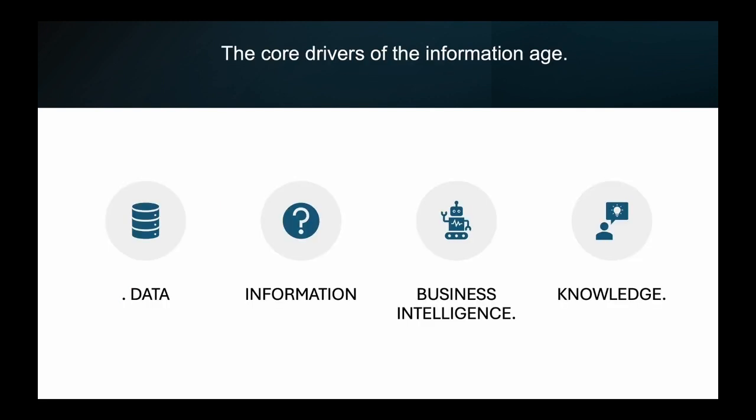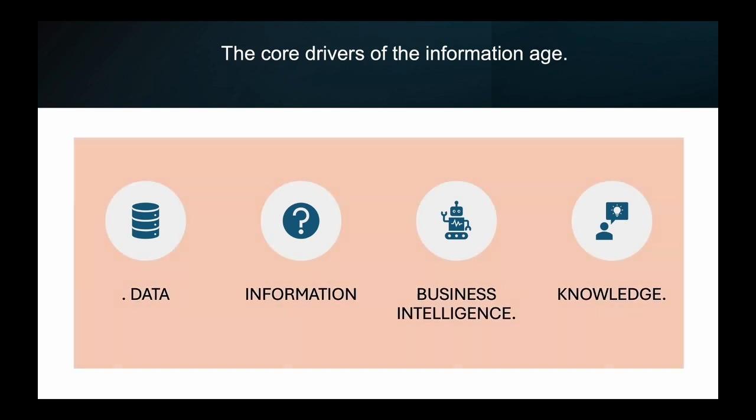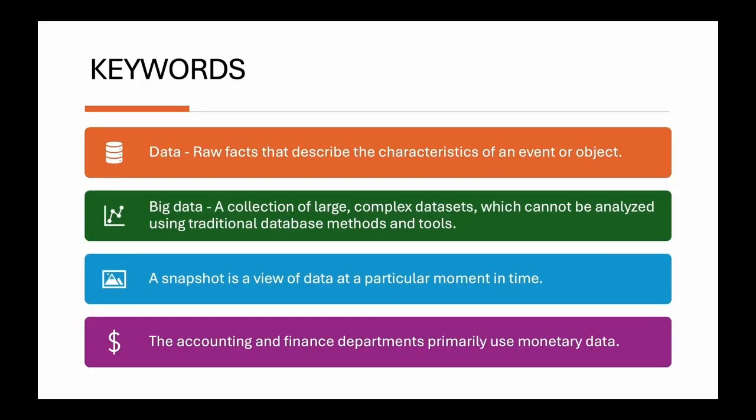The core drivers of the information age are the following: data, information, business intelligence, and knowledge. Data هي البيانات. Information بيانات إلها معنى، يعني data with meaning. Business intelligence: information collected to enhance awareness and understanding. Knowledge is actionable insights, skills coupled with information and intelligence. Business intelligence creates knowledge.